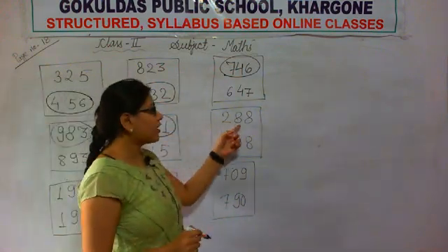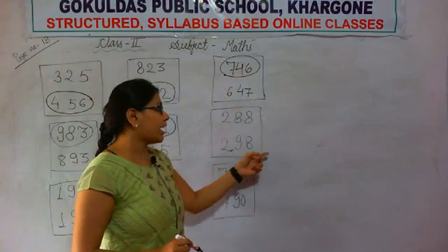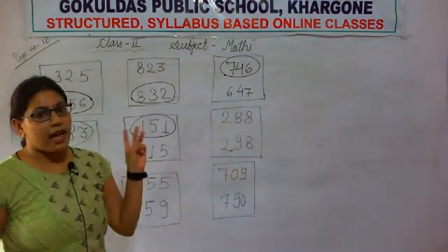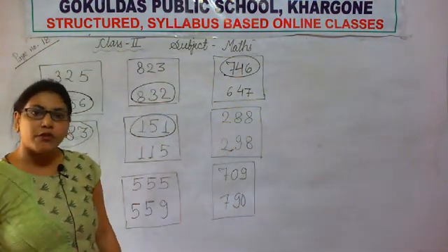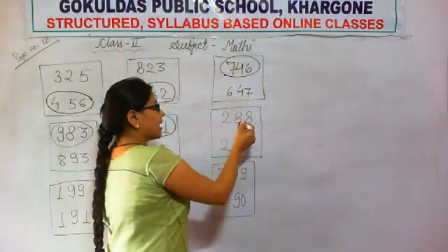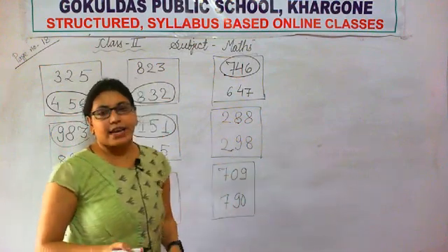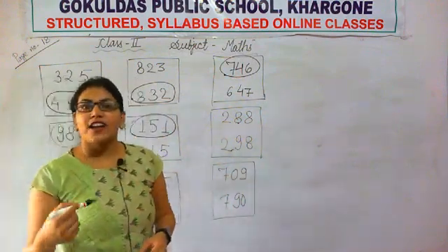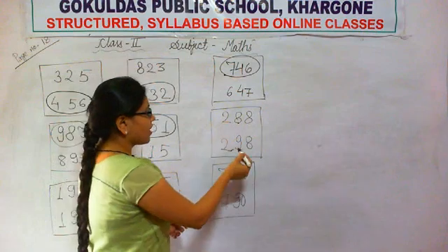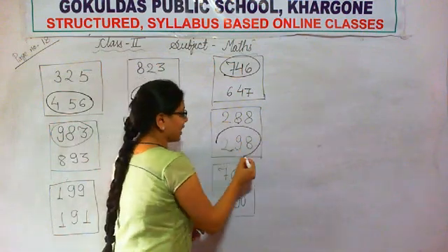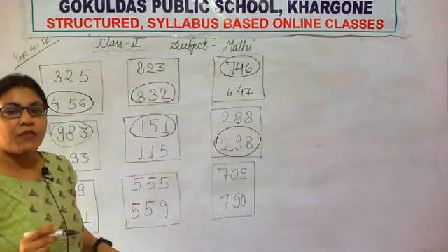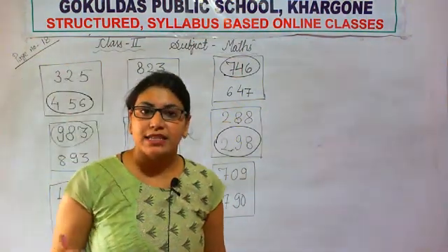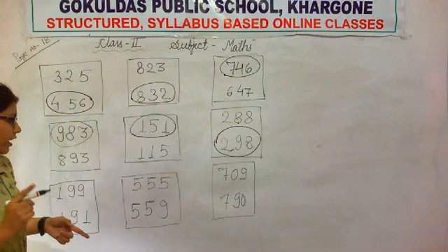Now the next one, 288 and 298. Here both the numbers have 3 digits and both have 2 at the hundreds place. So now what will we do? We will check the tens. Here 8 at the tens place and here 9 at the tens place. 8 or 9, which one is bigger? 9. So 298 is the bigger number. All these things we have learned in the previous lecture, we are just having a quick revision.